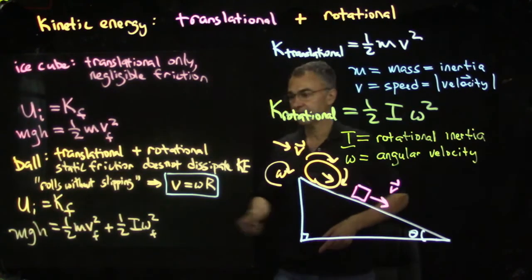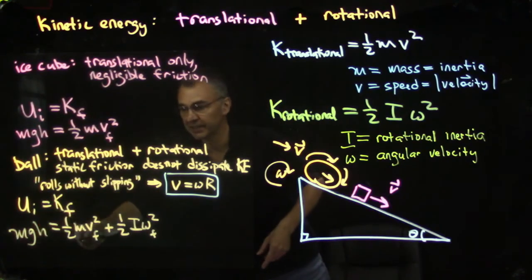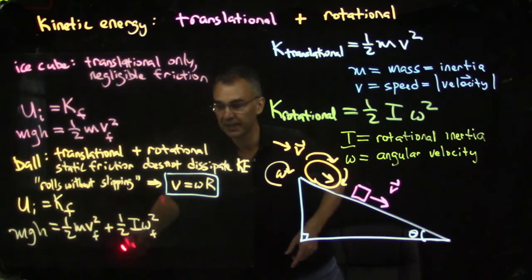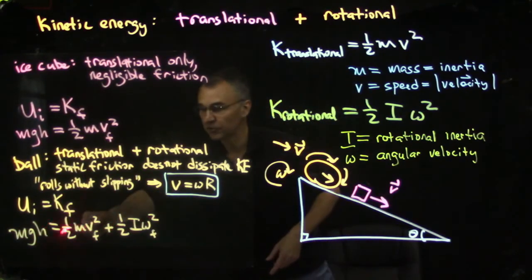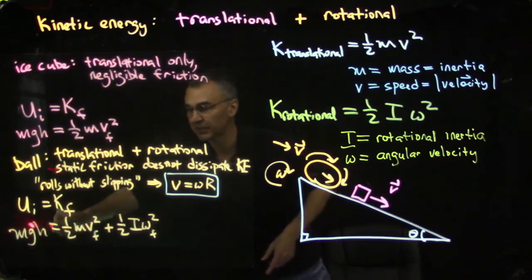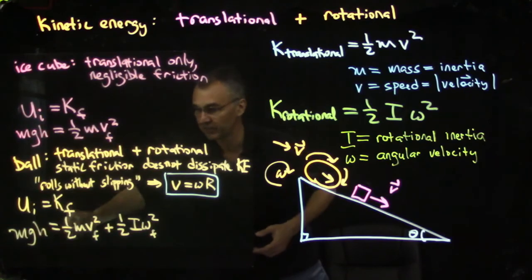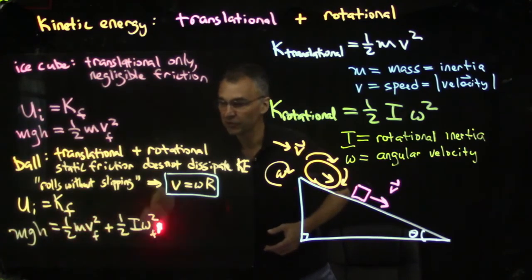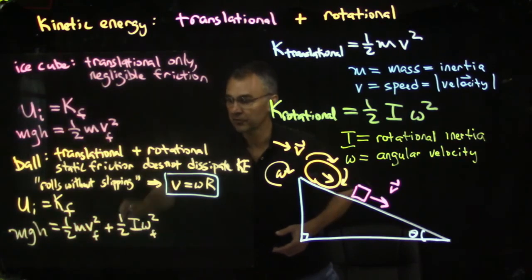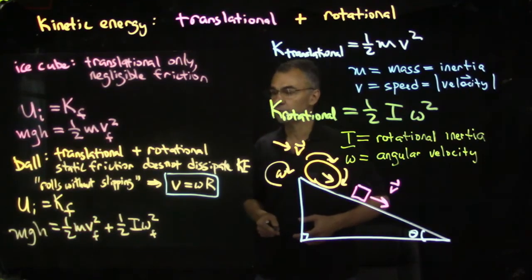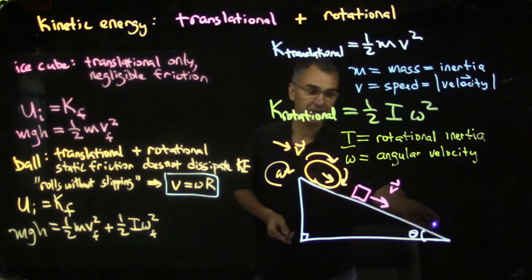So we say the initial gravitational potential energy gets turned into the final kinetic energy. So here we have mgh at the beginning, but the kinetic energy has two terms, 1/2 mv squared plus 1/2 I omega squared. Let's say they're the same mass, so it's the same mgh. But since these two terms together have to add up to the same thing, this term must be smaller than this term. So the final speed must be smaller than the final speed of the ice cube. The two speeds start out at 0. The final speed of the ice cube is bigger than the final speed of the ball.